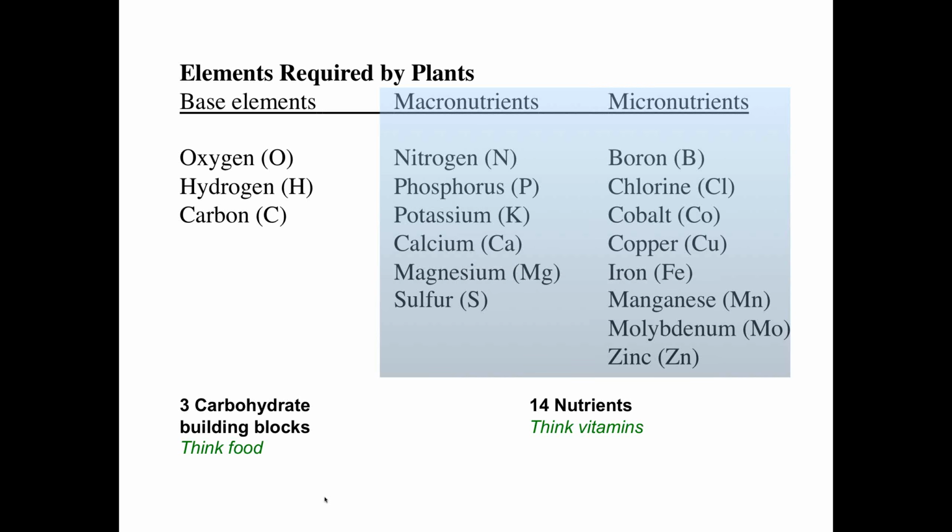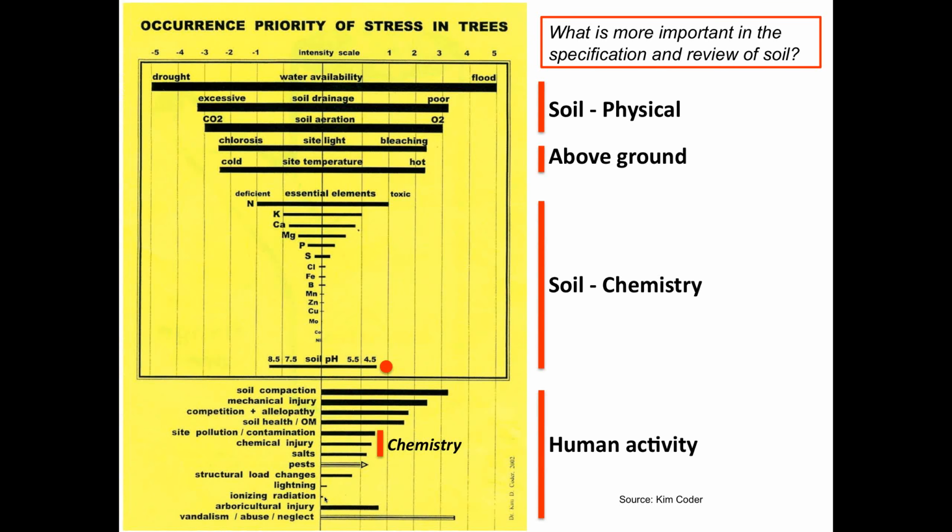The question is, how important is this page to the overall success of any given plant? And my friend Kim Coder developed this chart where he started looking at the literature and what was killing plants or affecting plants, and somehow developed this occurrence of priority of stress.